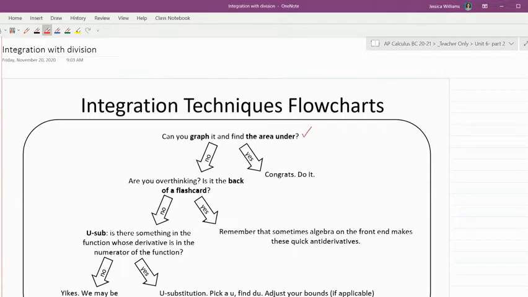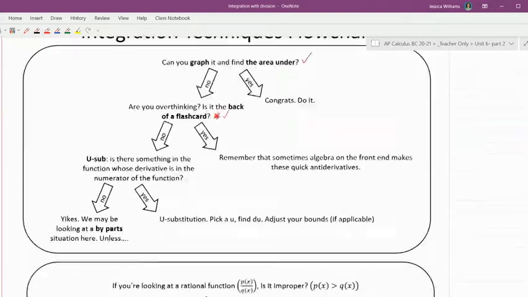Is this the back of a flashcard? Now, sometimes this one's tricky because you've got to make sure you have all your derivatives memorized so that you recognize them when you see them. So yeah, I can check this off because we've already done it, but sometimes those are sneakier than you think.